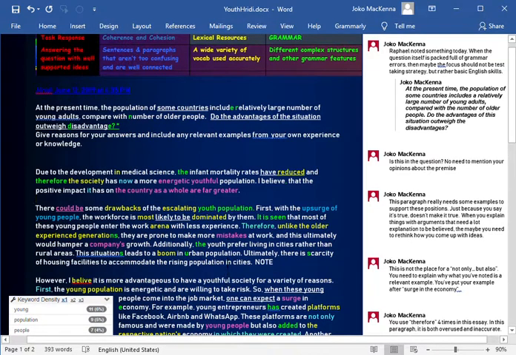Additionally, the youth, no, we don't know what youth we're talking about. The youth, maybe. Prefer living in cities rather than this situation, singular, leads to a boom. Oh, really? Ultimately, there is a scarcity of housing. Okay.